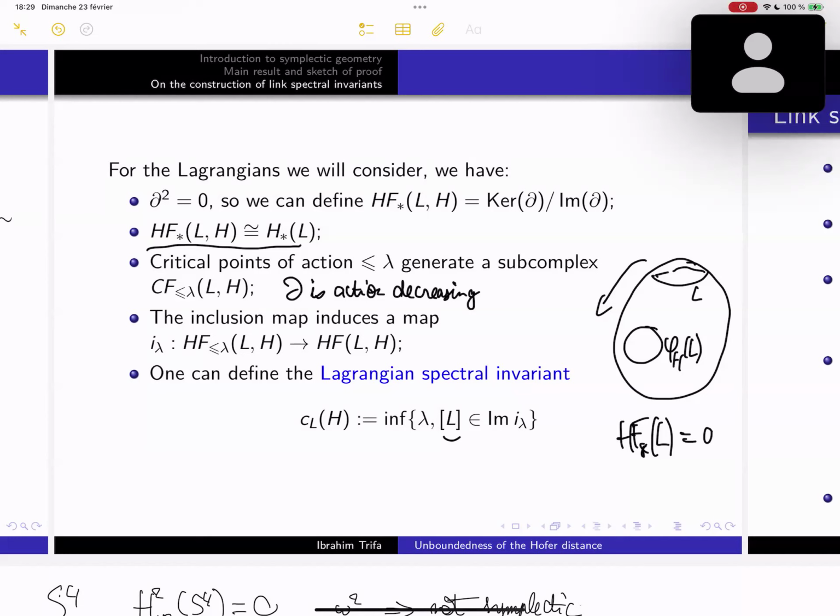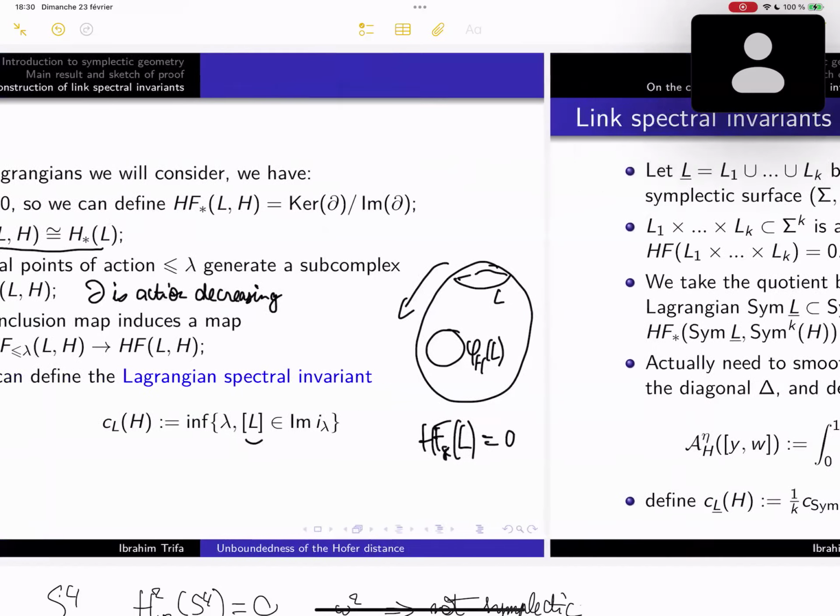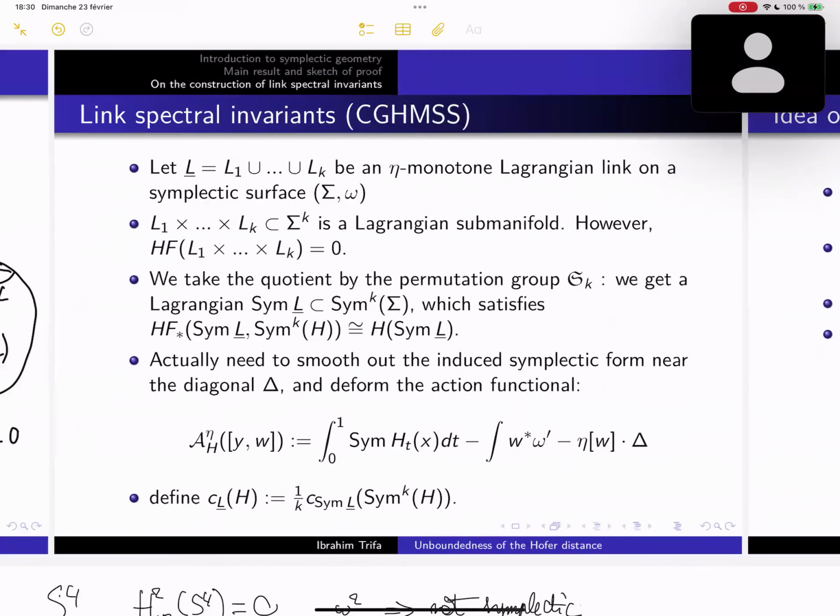If some of you know about persistence homology, well, this is an example of a persistence module. You have a filtration on your Floer homology, and you can associate to it a barcode, and the spectral invariant is the endpoint of the semi-infinite bar representing the fundamental class. So this was the theory of Lagrangian spectral invariants.